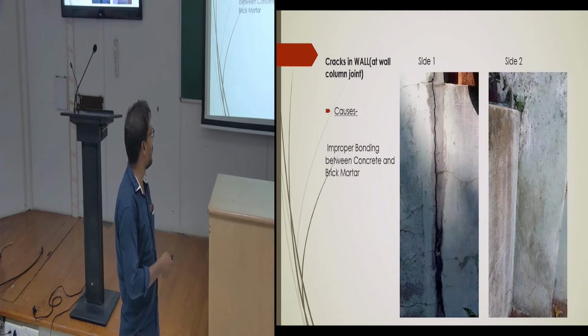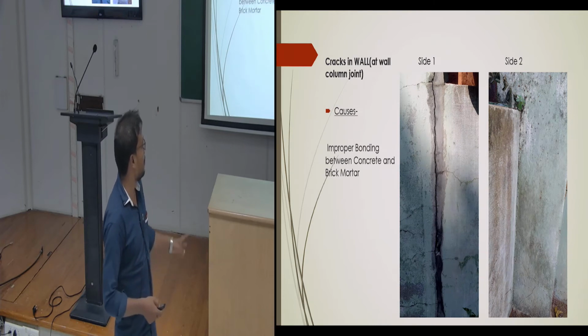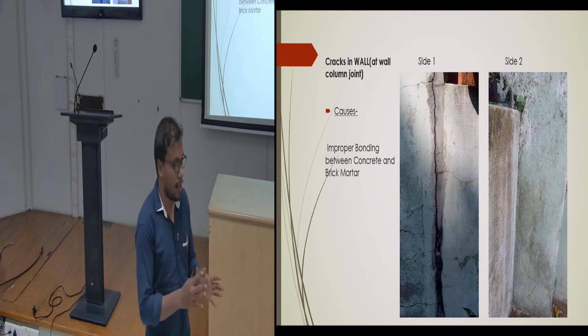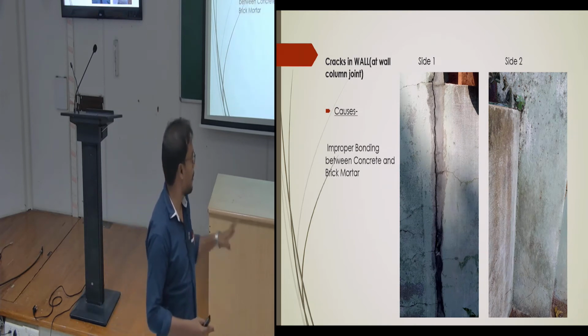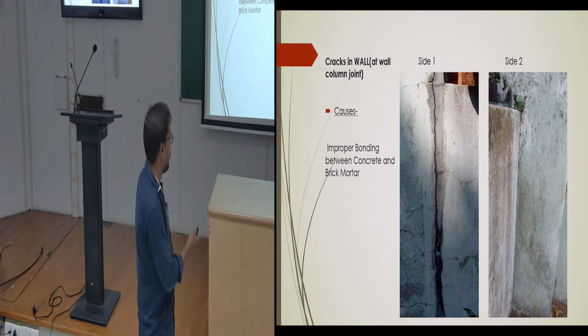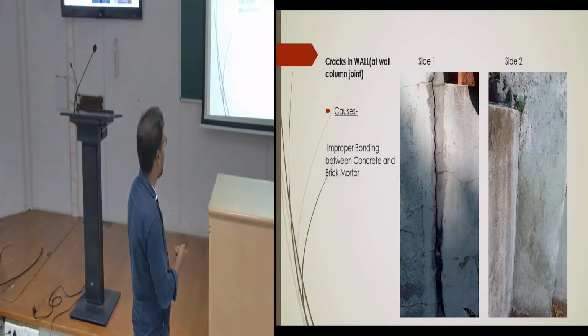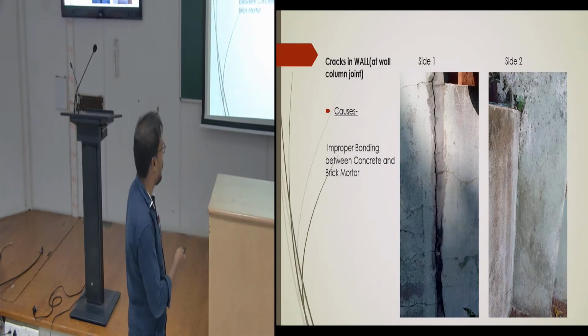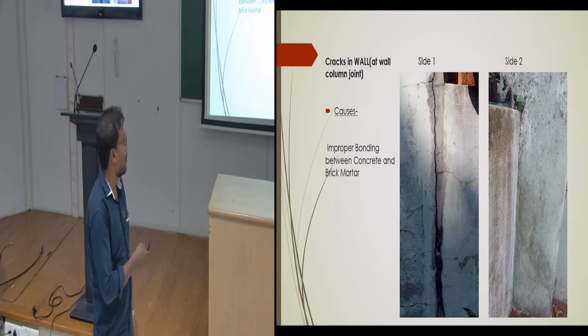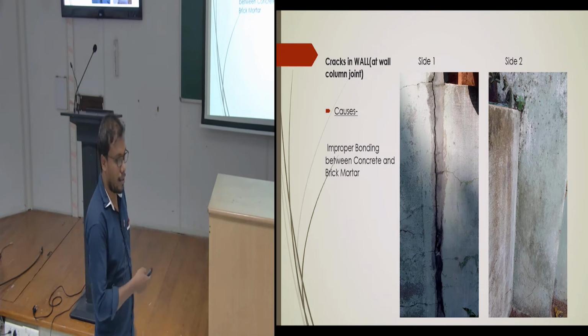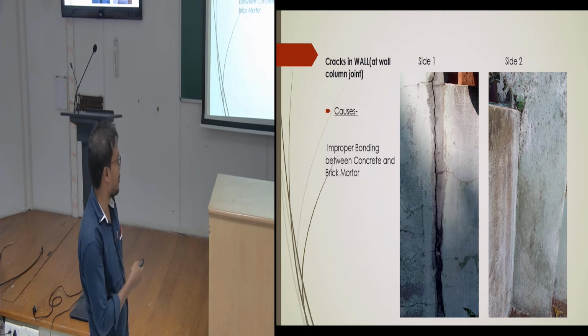And the second one, actually I have not taken the full picture. This is because of improper bonding of the column and the brick wall. This portion is the brick part, and this is the column portion. Because of the improper bonding of the column and the brick, a crack has occurred.